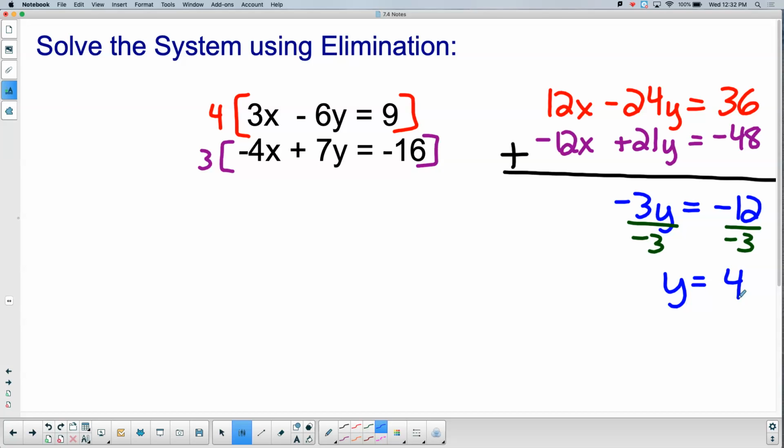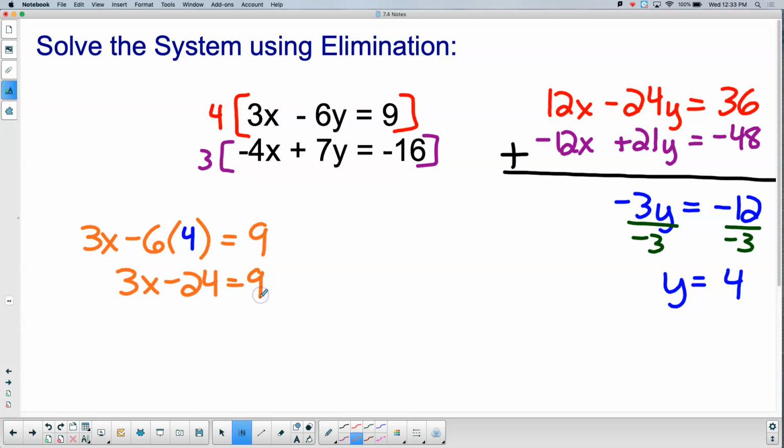Top or bottom? Top? Okay. So then that would be 3x minus 6 times 4 equals 9. 6 times 4 is 24. 3x minus 24 equals 9. So that's going to be what? 3x equals 33. Divide by 3 gives me x equals 11.